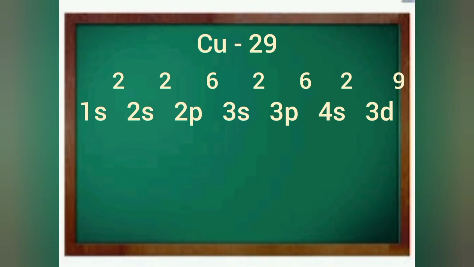The atomic number of copper is 29. The electronic configuration is 1s2, 2s2, 2p6, 3s2, 3p6, 4s2, 3d9. Here also one electron is donated to d and it becomes 4s1, 3d10.